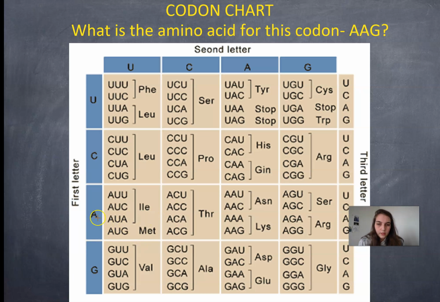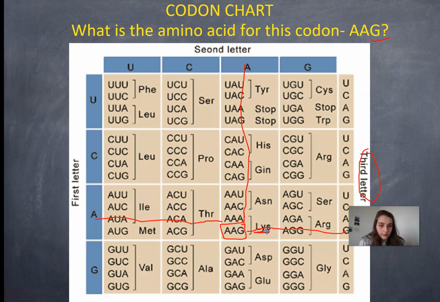So again, that first letter is A, so you would draw a line until you meet your second letter, which is also A. So they'll meet in this box somewhere. And then our third letter is G. Over here we have our third letter options. So you're going to look for G. And remember, it can only be in this row. So this is the G we're looking for. So our codon is right here, AAG.